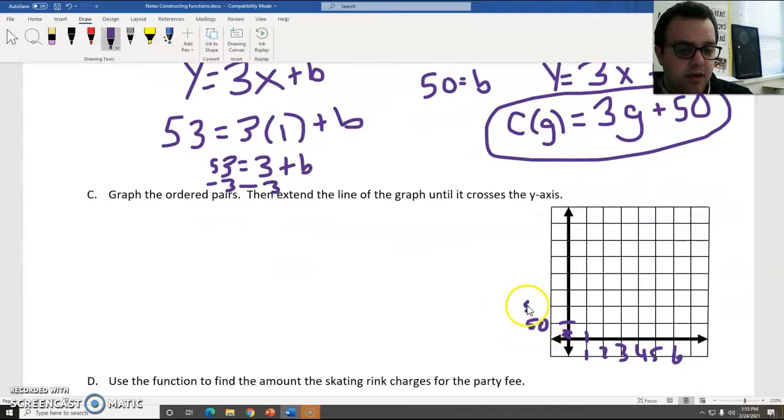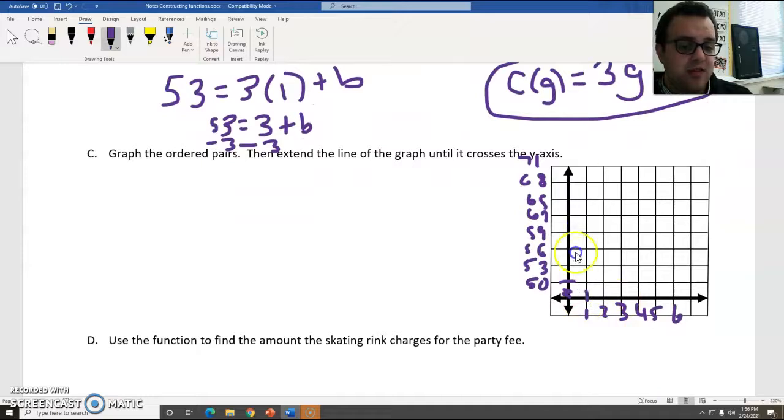So we're going to have 53, 56, 59, 62, 65, 68, and 71. Okay, so I'm going to go by 3s, and that's going to be the scale I go by. Again, kind of skipping up to 50 right away.